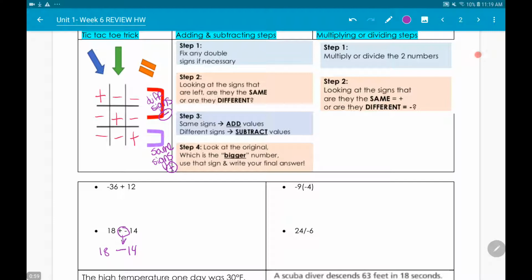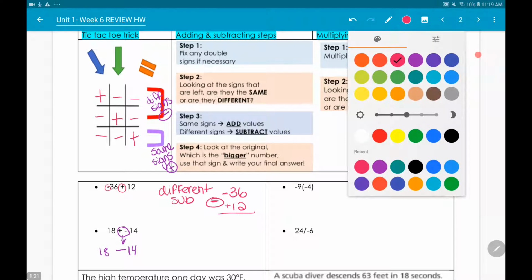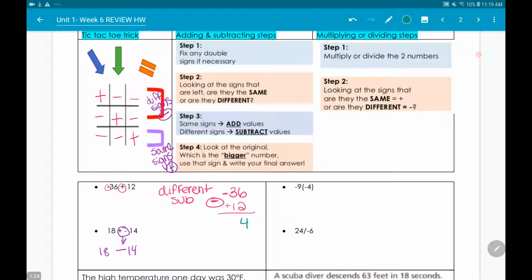All right. So now I can go ahead and solve using step 2. Are they the same or different? These are different. So I'm gonna subtract. So it's negative 36 and positive 12, but really I'm subtracting them. So I have 6 minus 2 is 4, 3 minus 1 is 2. And I asked myself which one was bigger. So this one was bigger, so that means my answer is going to be negative.